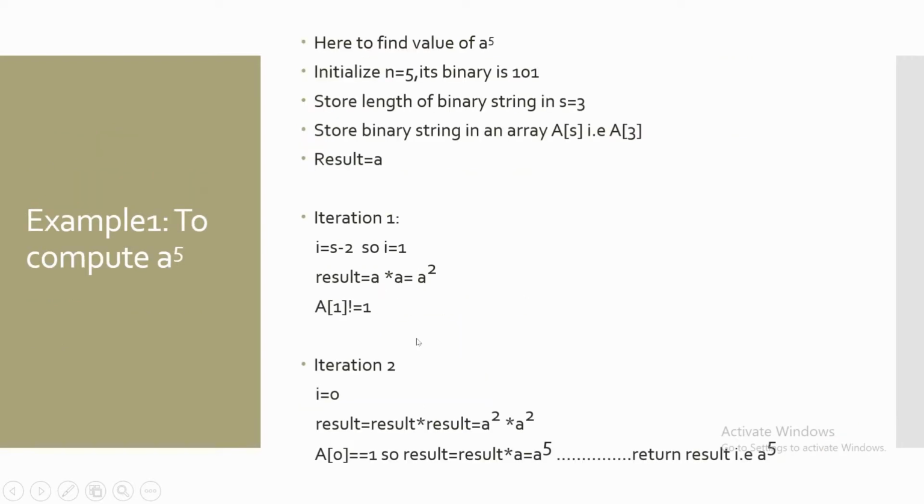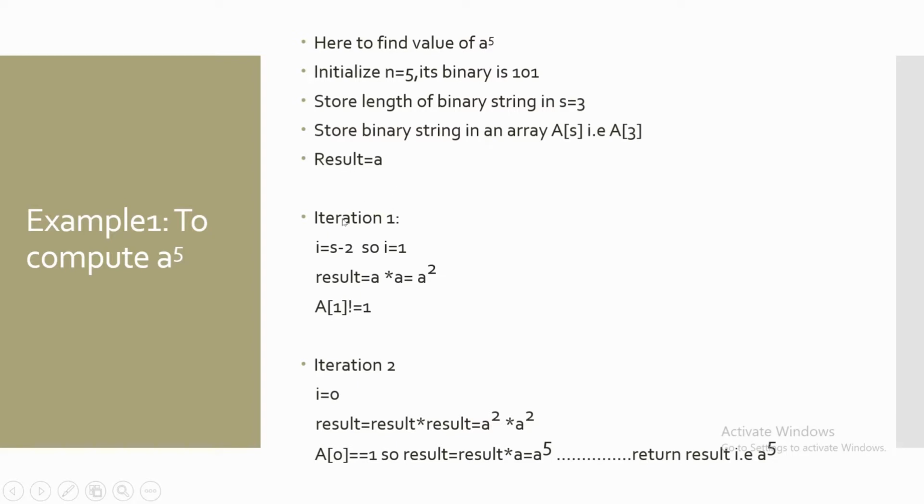Let us take an example for a better understanding of the program. Here my n is 5 and the binary of 5 is 101. So the length of the string is 3 because there are 3 binary digits. So store these binary numbers in the array, so the array size will be 3. Initially I am taking result equals a. So whatever the value of a is will be stored here.